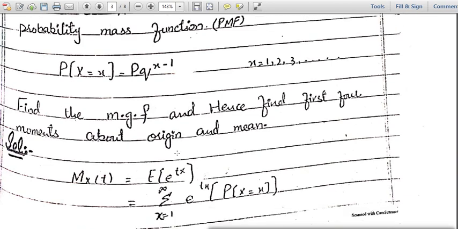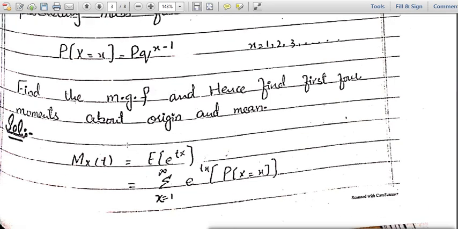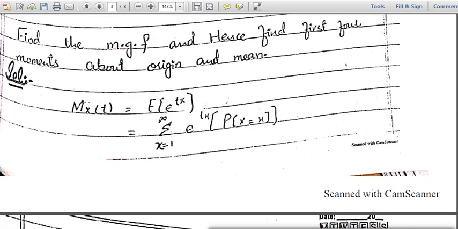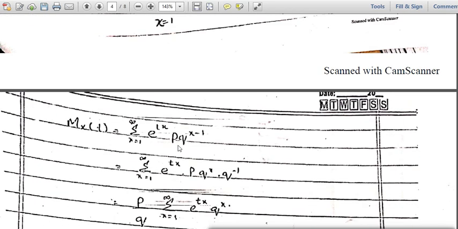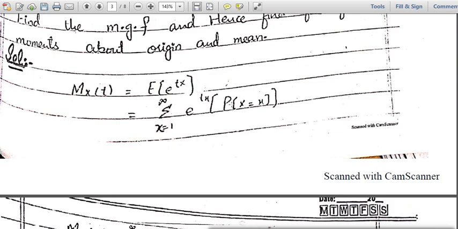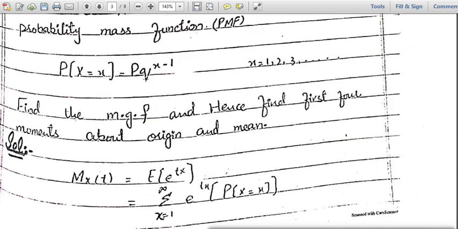We want to find the moments about the origin, mu1 prime, mu2 prime, mu3 prime, and mu4 prime, and also the mean. First we find the moment generating function, and this is the definition of the moment generating function: the expected value of e to the power tX. This is a discrete distribution, so we apply the summation, x varies from 1 to infinity, of e^(tx) times the probability of x, which is p q^(x-1).